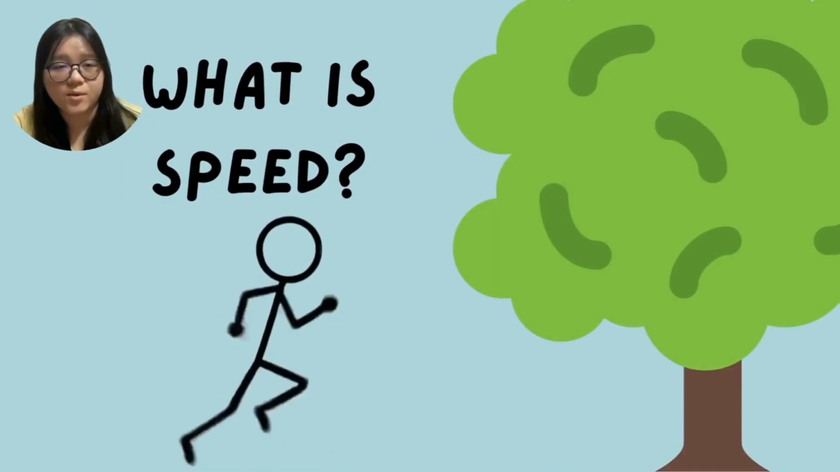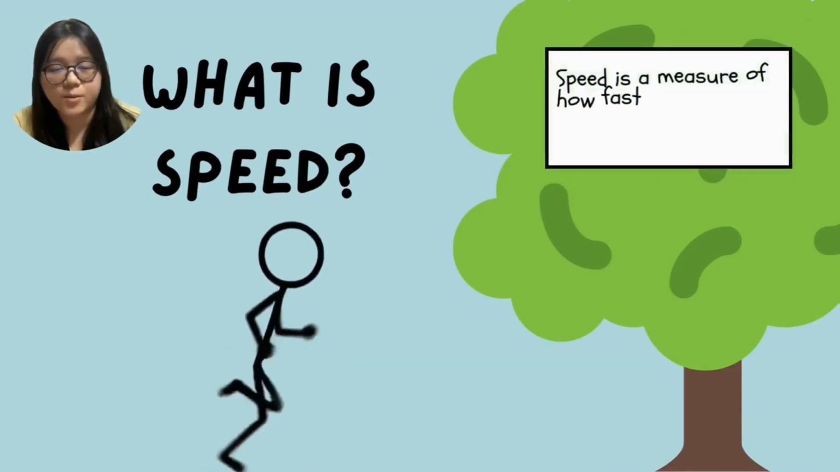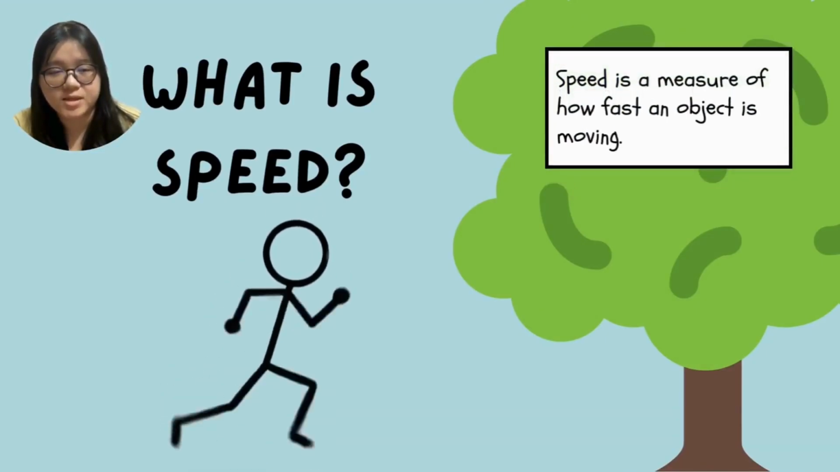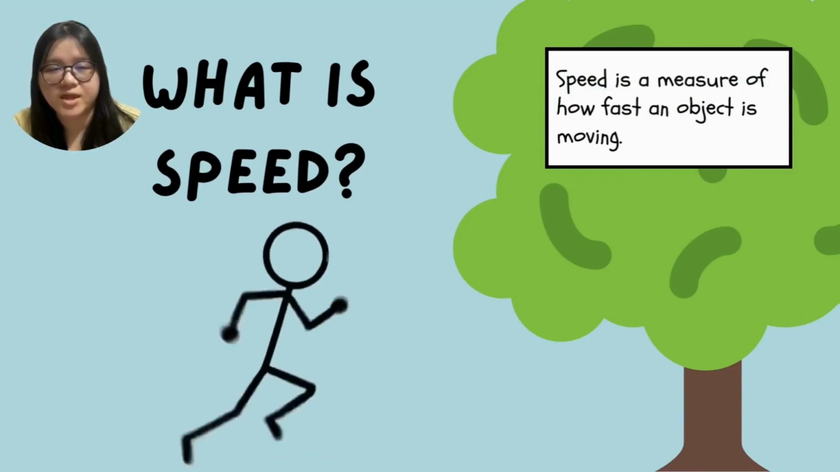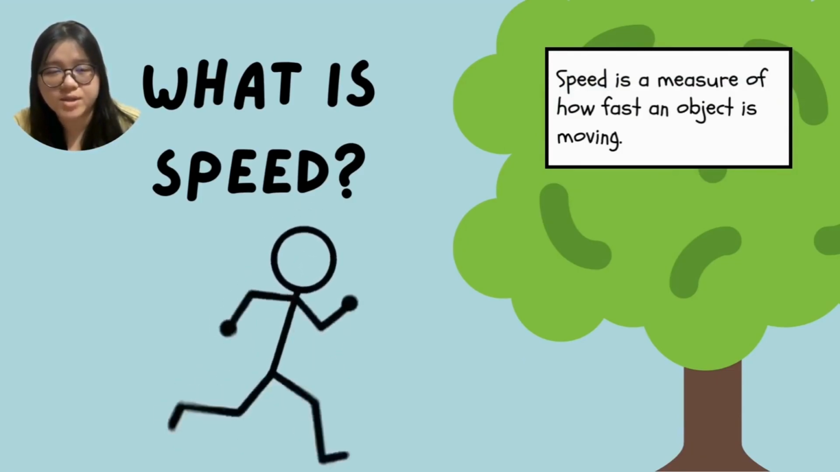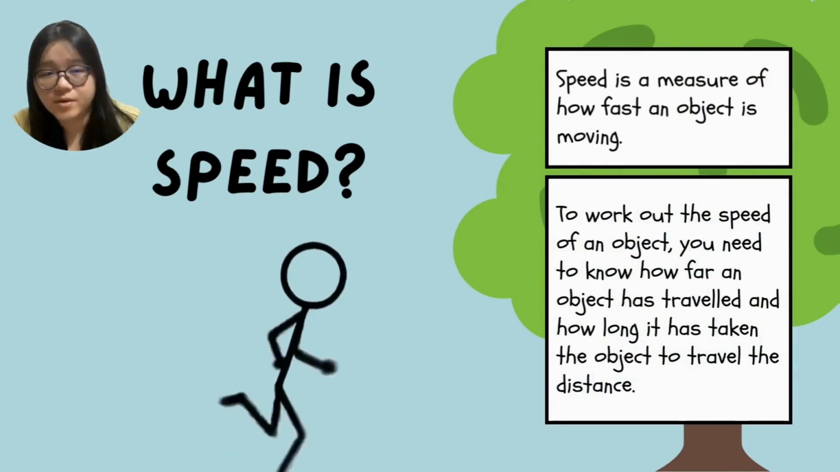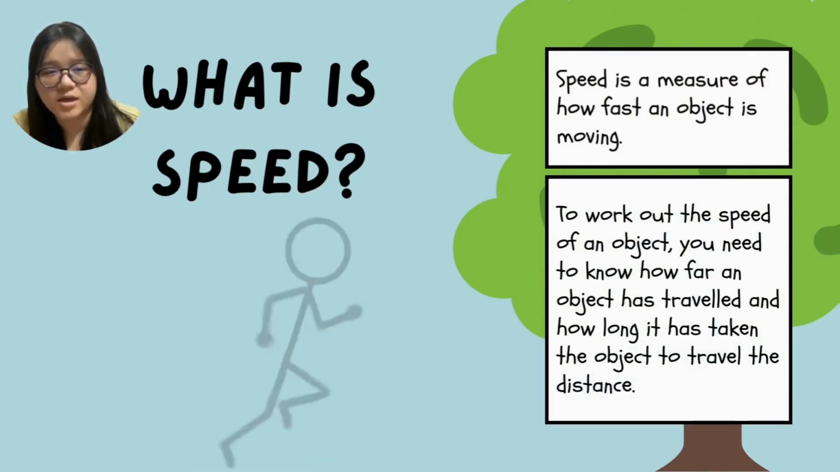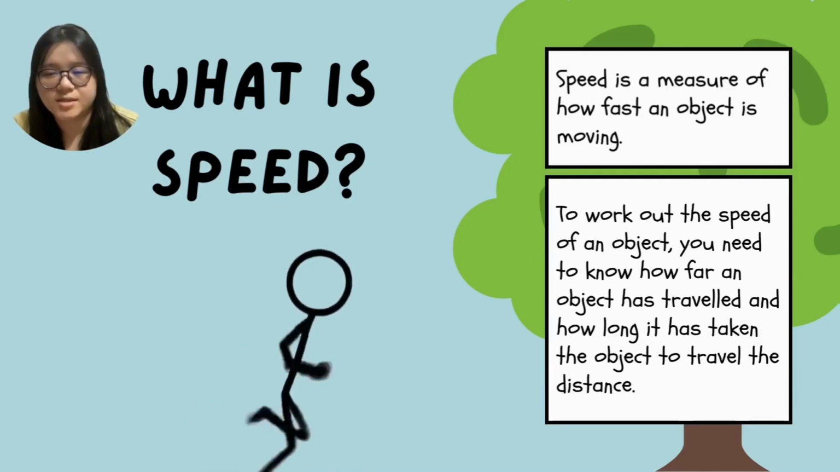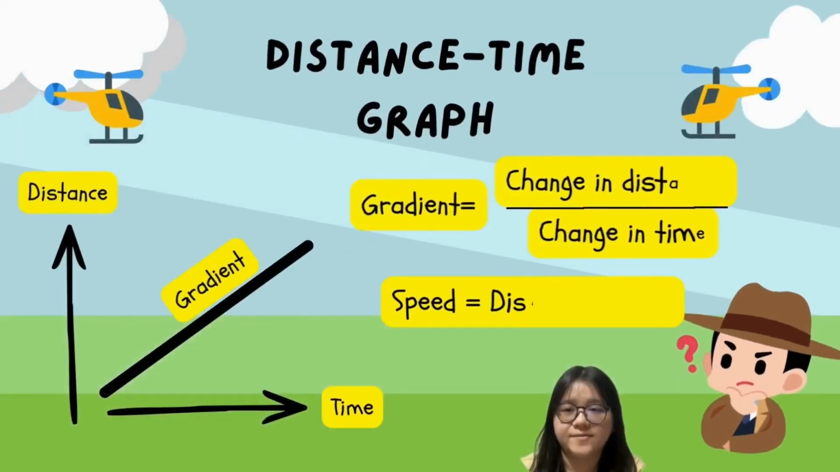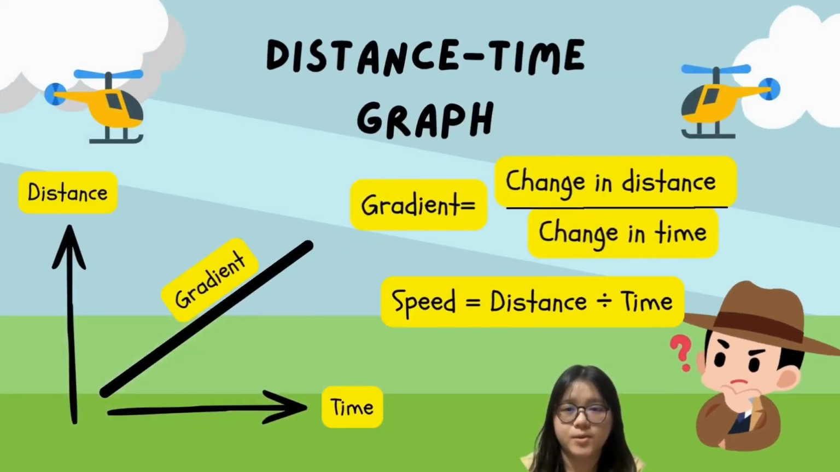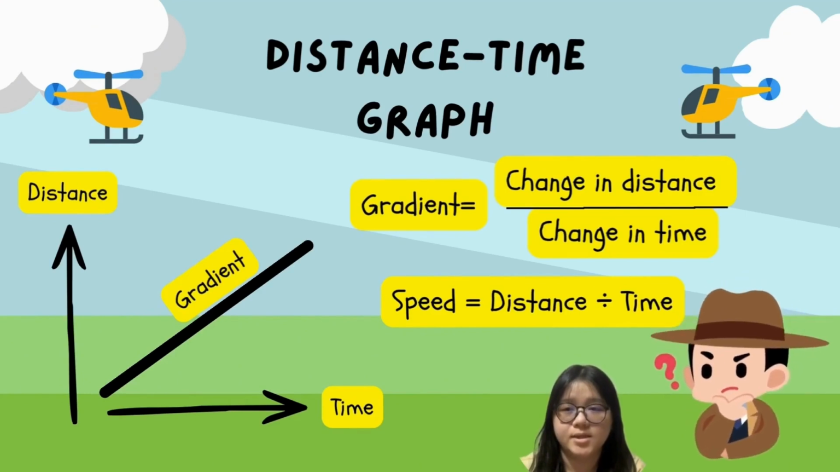To answer our question, we are going to find out what speed is. Speed is a measure of how fast an object is moving, and to work out the speed of an object, you need to know how far an object has traveled and how long it has taken the object to travel the distance. Before we can identify the fastest runner, we need to understand an important idea, gradient.